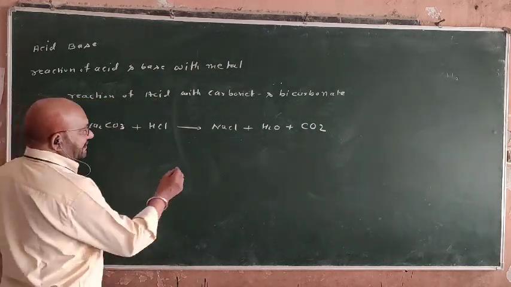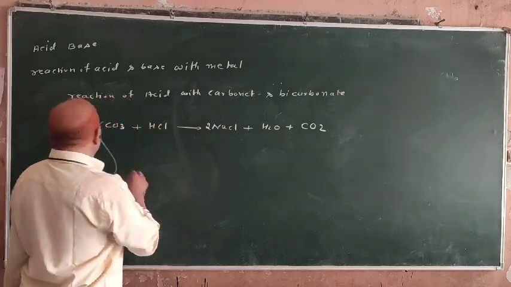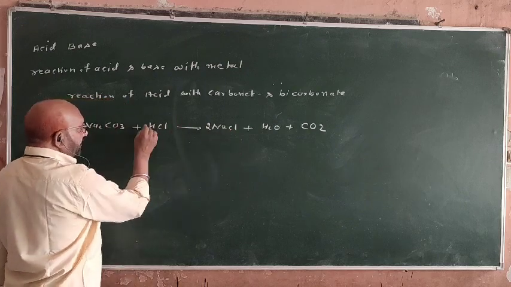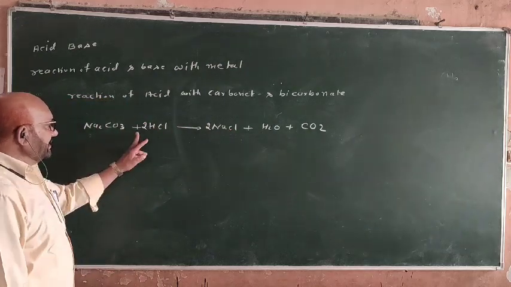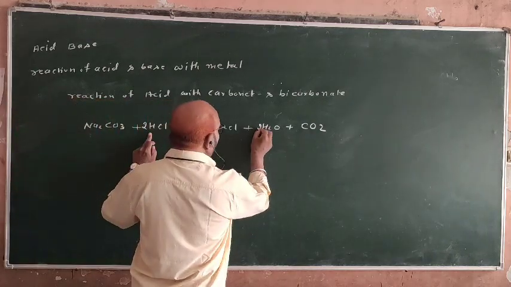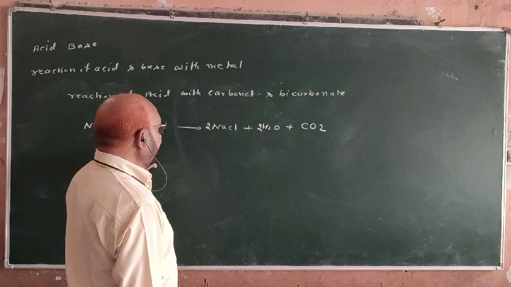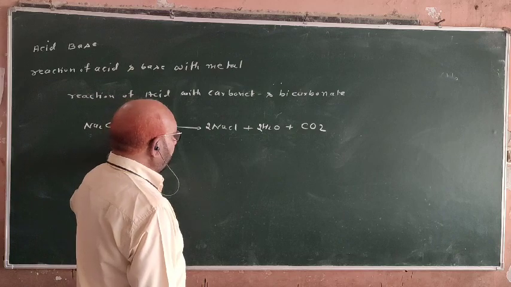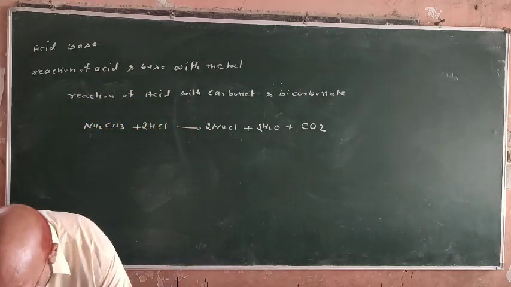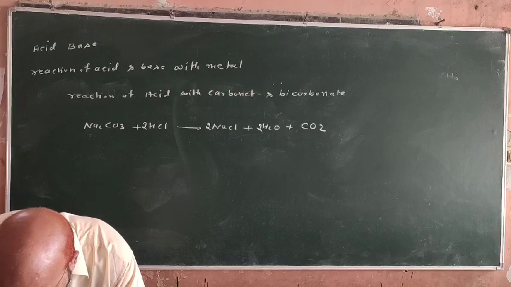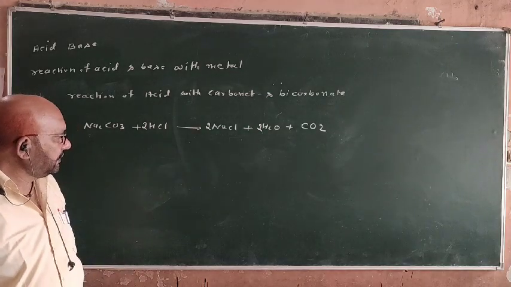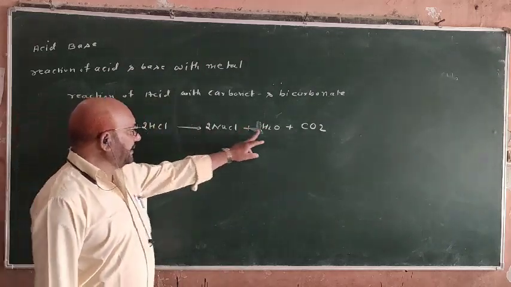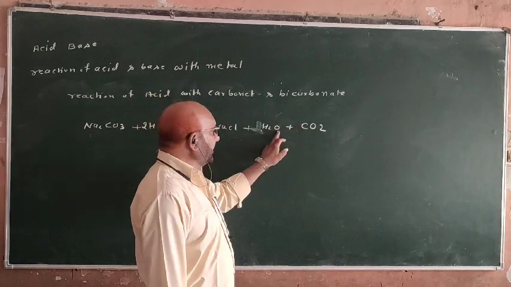This reaction is unbalanced. Here twice the number of sodium atoms are equal, but chlorine atom is here 2, here 1. Therefore, we write twice. Now hydrogen here is also twice. Hydrogen 2, here is hydrogen 2, oxygen 3, oxygen 2 plus 1, 3.